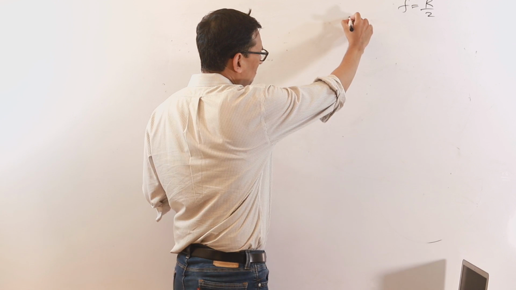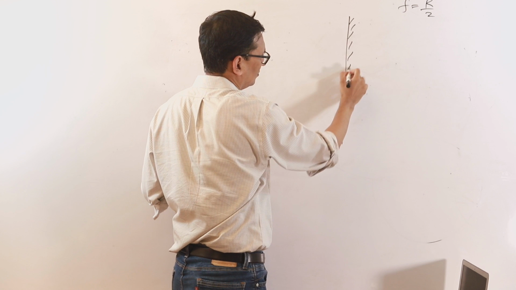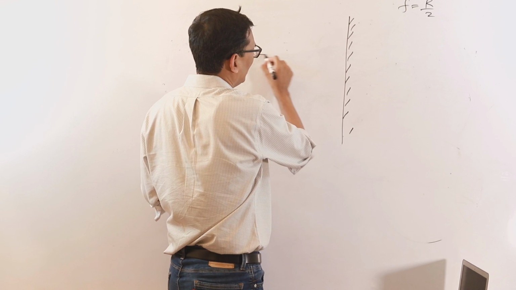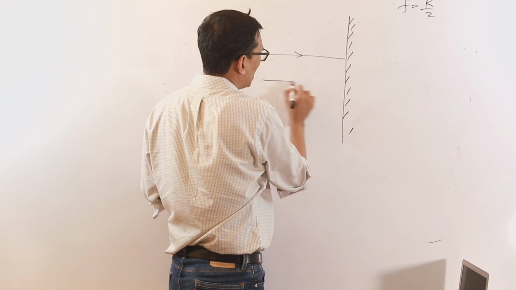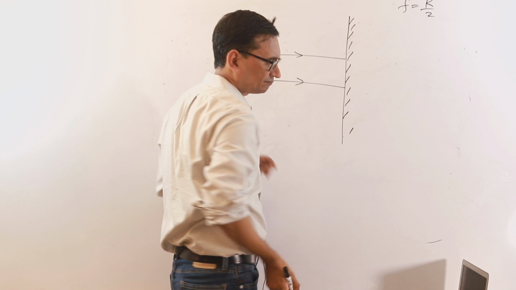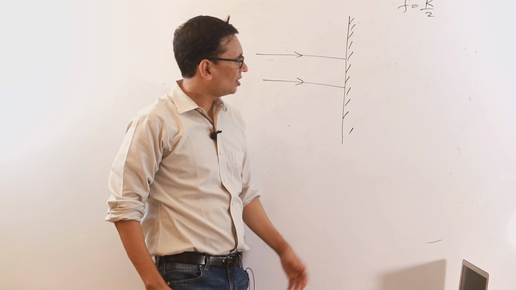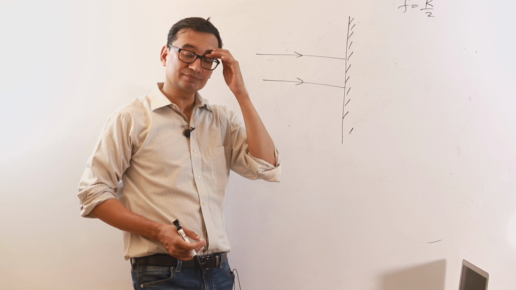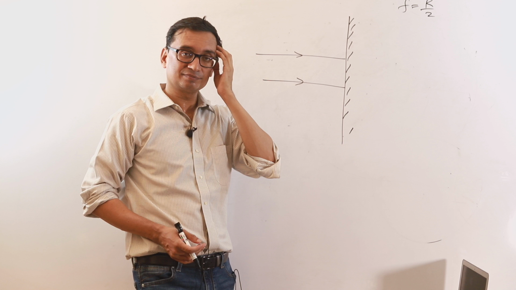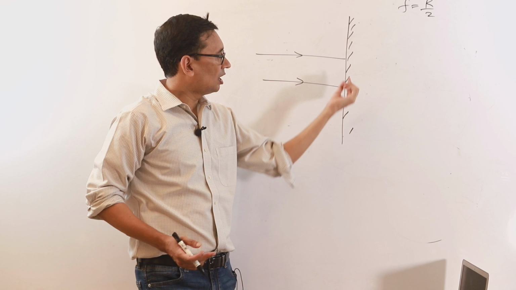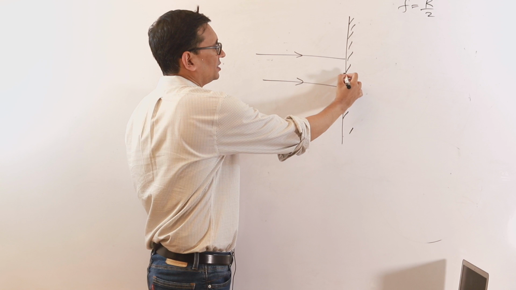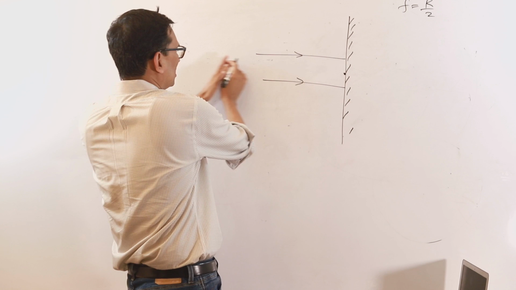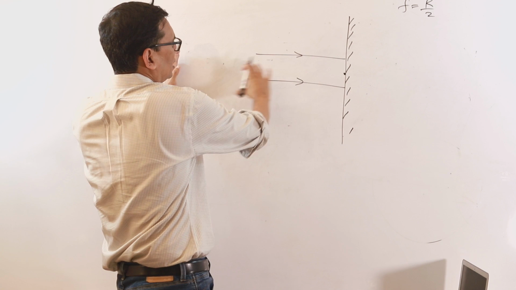I have a plane mirror, and I have parallel rays of light coming. Where will they meet after reflection? What do you think? How much distance? Let us say I take this point here. From this point, how much distance away will the rays meet after reflection?